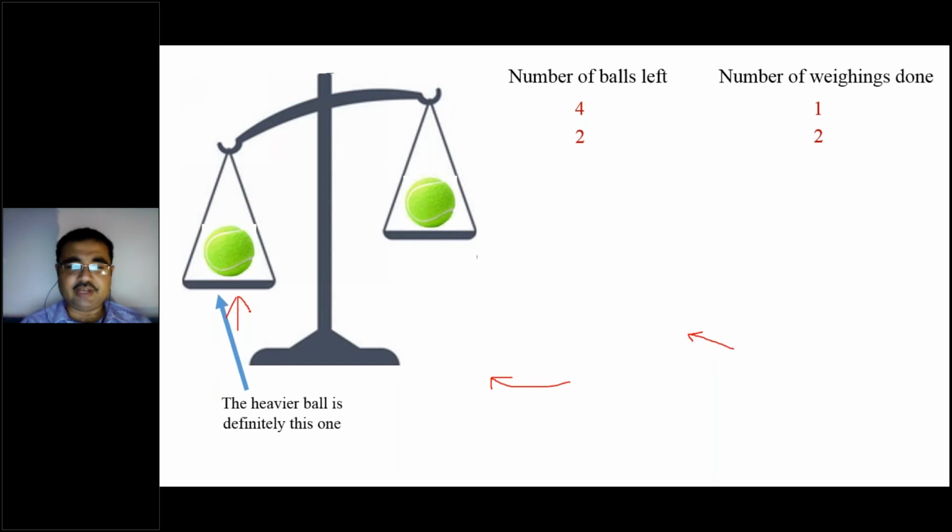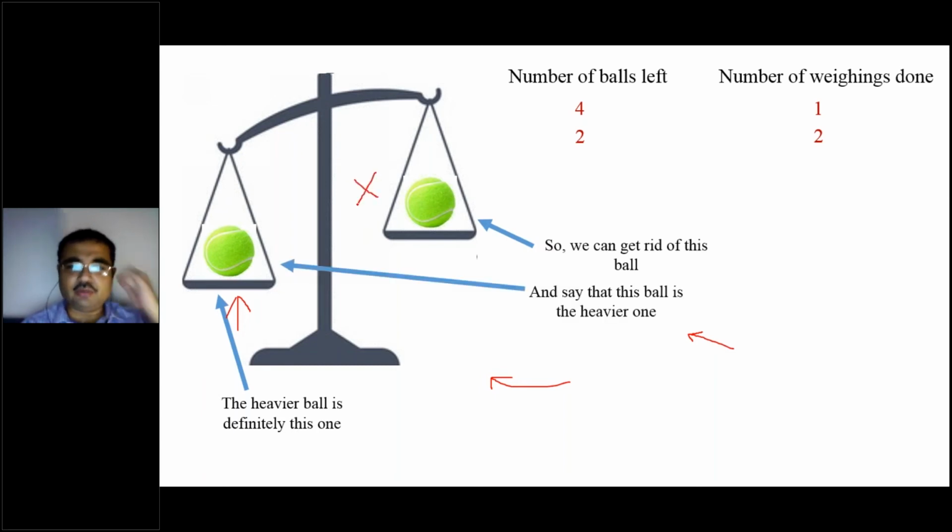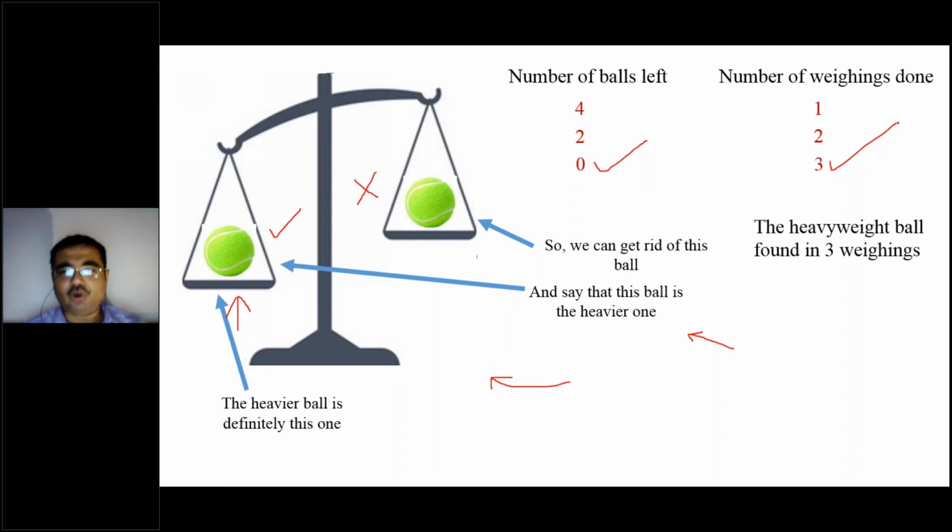So you have detected the heavier ball in how many weighings? In 3 weighings. We get rid of this ball and say that the heavier ball is this one. How many balls left now? 0 balls. How many weighings did you need? 3 weighings. Job done in 3. In the previous way, we needed 4. Now how many do you need? You need 2. You need 3, sorry. So the heavier ball found in 3 weighings.